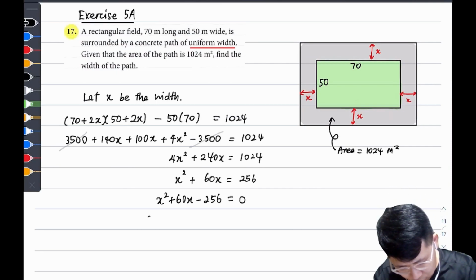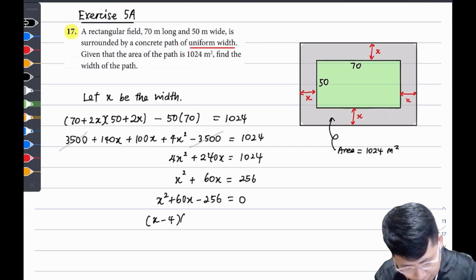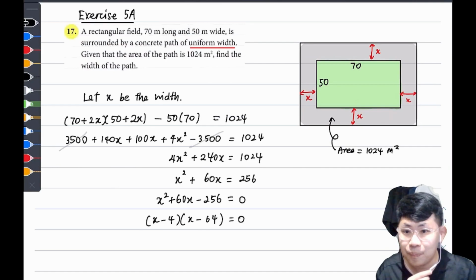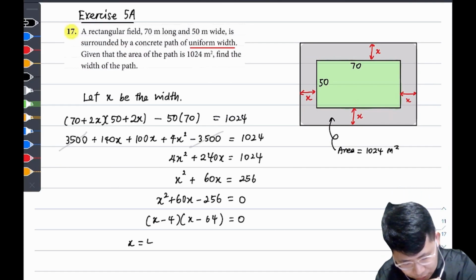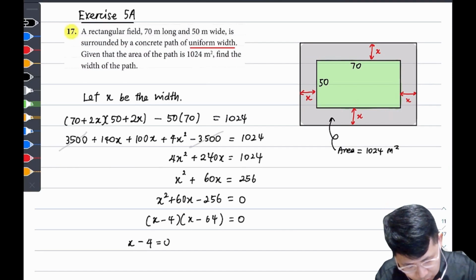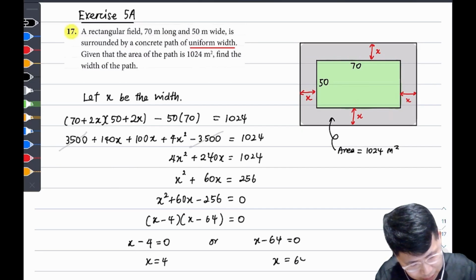Okay, so when you factorize this, I have an x minus 4 and an x minus 64 over here. So x minus 4 equals 0, so x equals 4, or x minus 64 equals 0, x equals 64.